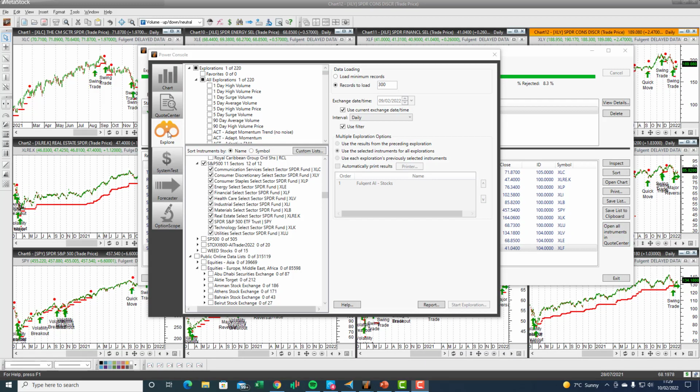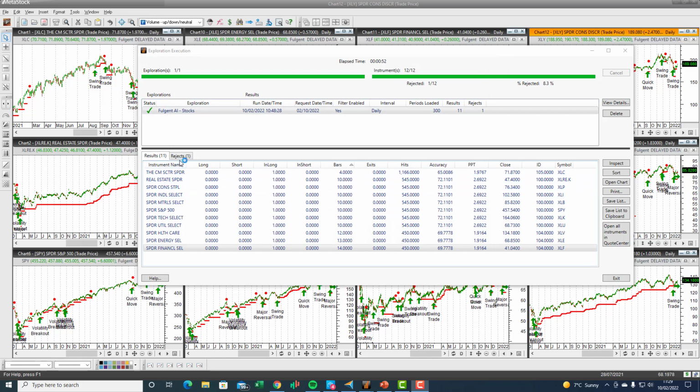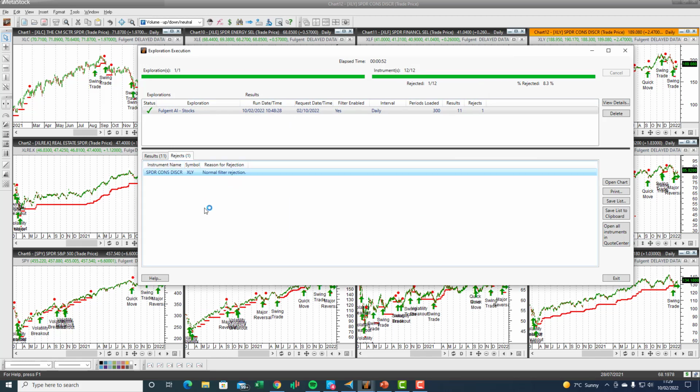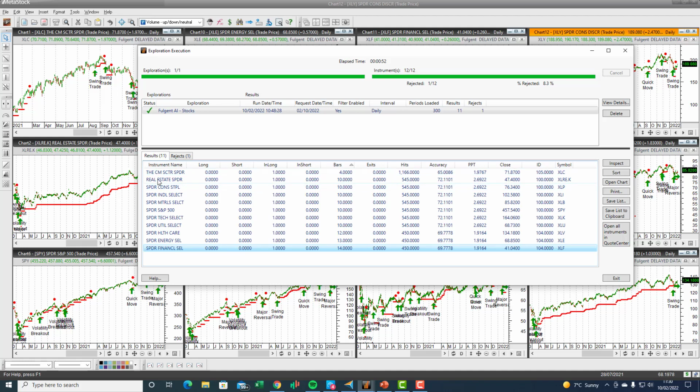I've got the Explorer open on the MetaStock platform. I've selected the Fulgent AI engine. That's one of the trading strategies you can get on the MetaStock platform. And I did the screen earlier. Now, there's only one reject where there isn't really a current active signal. It might be where the AI has reached a trailing stop or a profit target, XLY, consumer discretionary, but we'll review all of them. And these are all the other ETFs where the AI is already in a trade, to give you an idea.